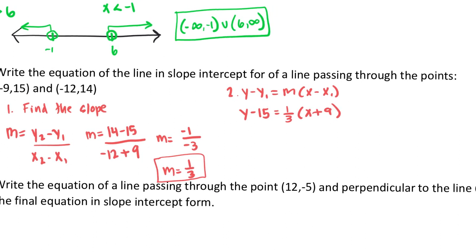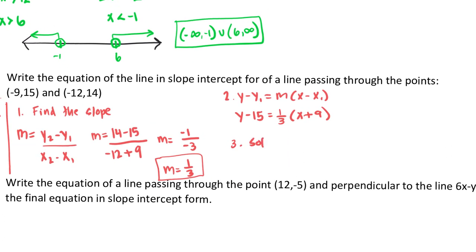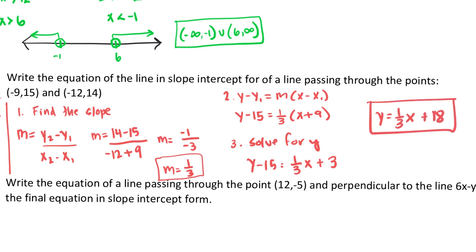Okay. Then the third thing I want to do when I'm writing the equation of the line is I'm going to solve for y. So I'm going to distribute the 1/3 through. That's 1/3 x. 1/3 times 9 is 3. And then let's add that 15 over. 3 plus 15 is 18. And there is the equation of our line in slope-intercept form.